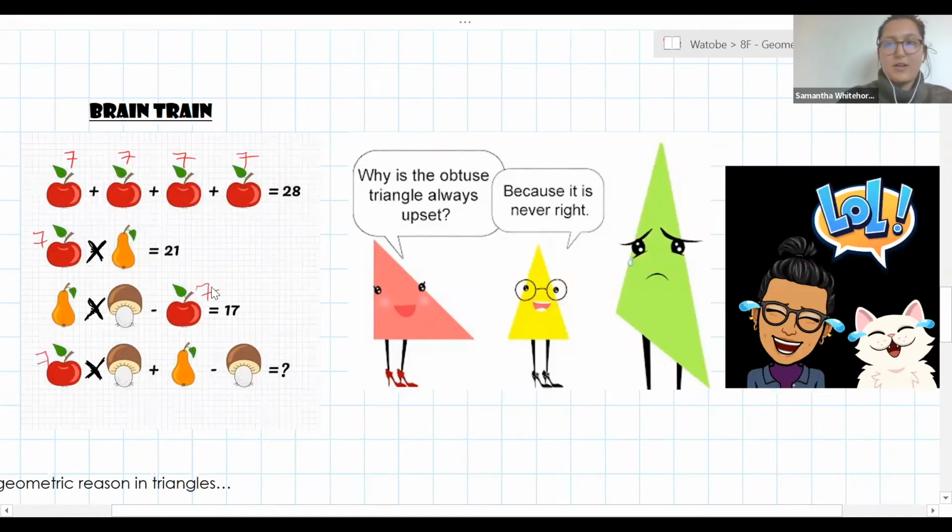Oops, there we go. Nice. Guys, that is a pear. In case the orange thing is a pear, and then the other thing is a mushroom. Yeah, because you guys are doing really good.